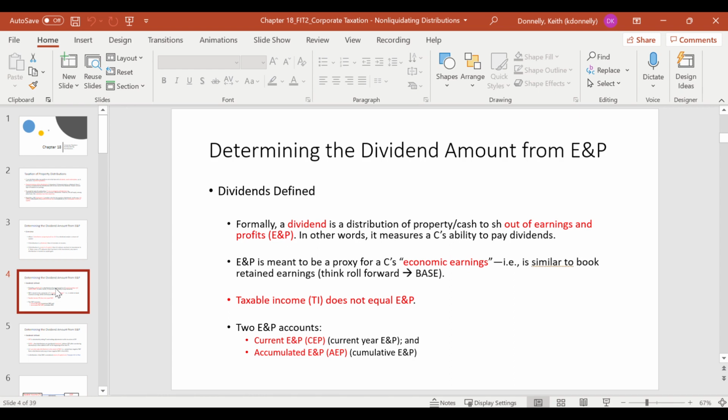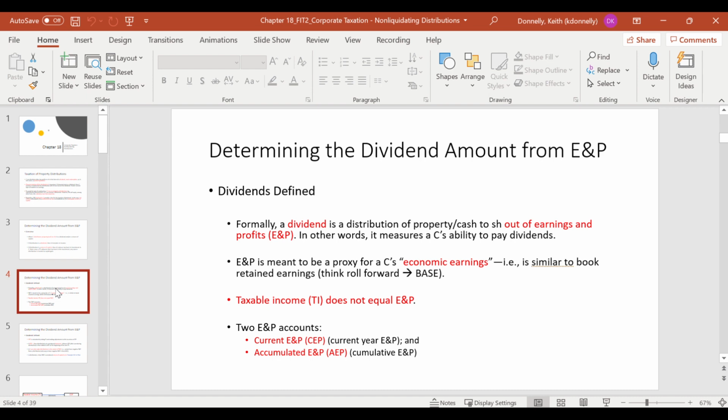You basically have a roll forward you have to do every year, where there's a current E&P, which is like your current year net income, and then there's an accumulated E&P, which is like your retained earnings, your accumulated net income. Now, because E&P helps us determine whether a distribution is considered a dividend, and it's a proxy for economic earnings, right off the bat we have to be aware that taxable income does not equal E&P.